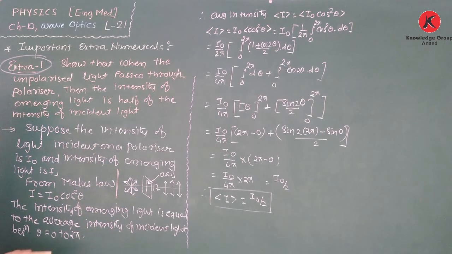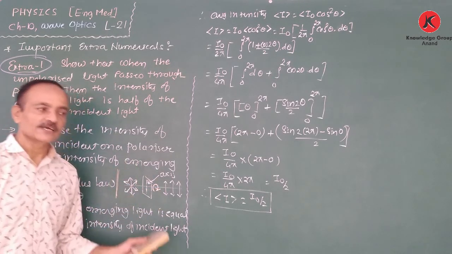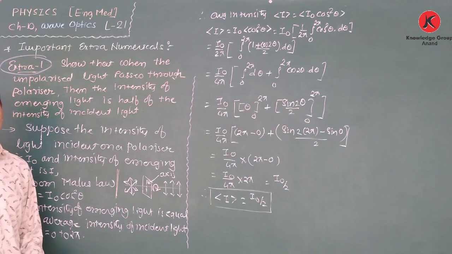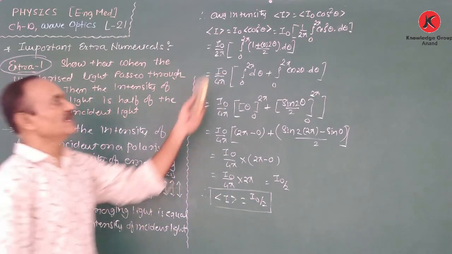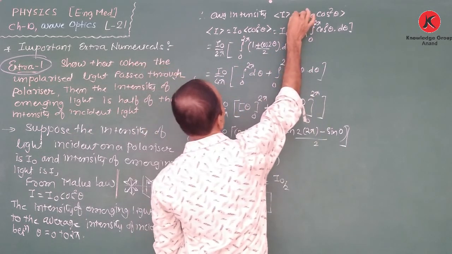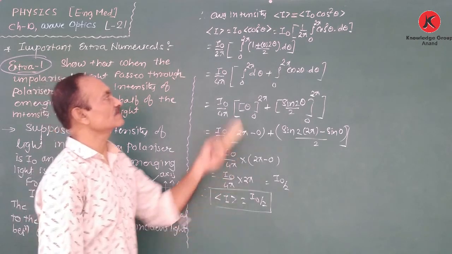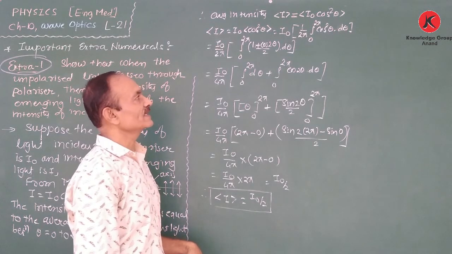Now, the intensity of the emerging light is equal to the average intensity over 0 to 2 pi, because we are rotating this polarizer about its axis. During one rotation, the angle changes from theta equal to 0 to theta equal to 2 pi. Therefore, average I is equal to average of I0 cos square theta. I0 is the maximum value of intensity, so it is taken out of the average. Therefore, average I is equal to I0 times average cos square theta.